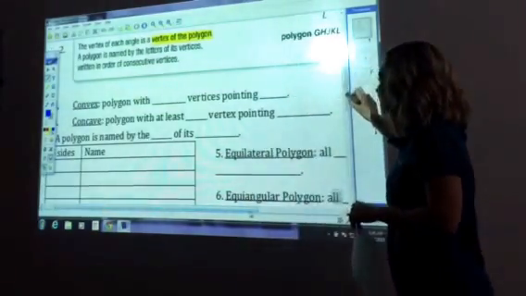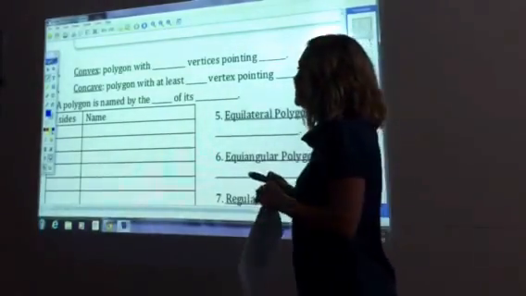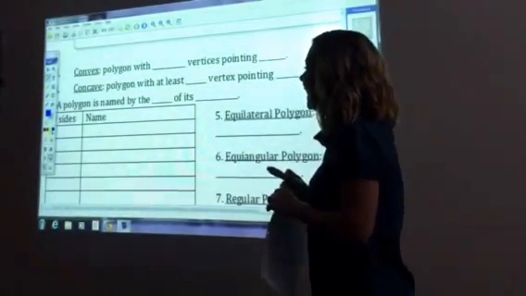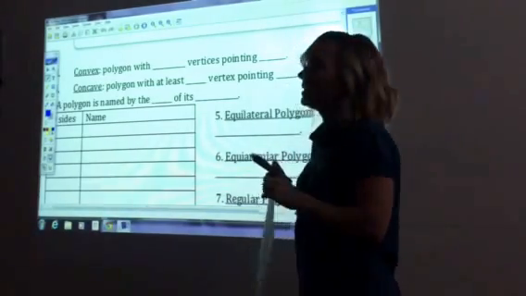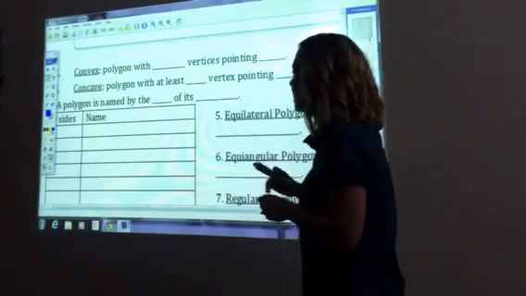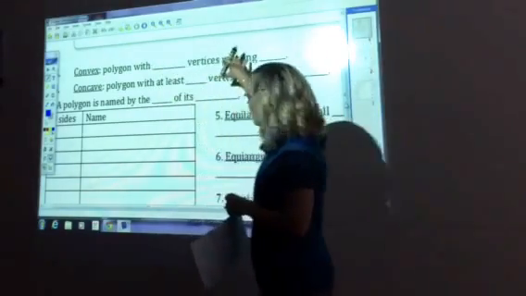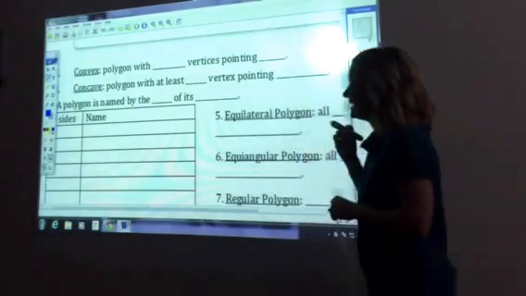All right, when we classify our polygons, you have concave and you have convex polygons. A convex polygon is a polygon with all vertices pointing out. Concave is a polygon that has at least one vertex pointing in. So convex, all of the vertices are pointing out. Concave, with at least one vertex pointing in.